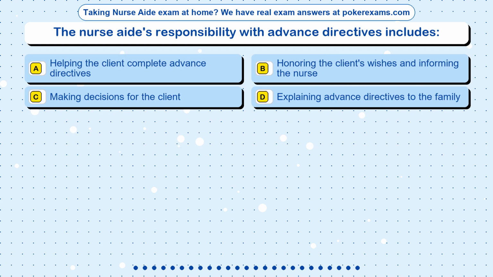Question 14. The nurse aide's responsibility with advanced directives includes Option A. Helping the client complete advanced directives. Option B. Honoring the client's wishes and informing the nurse. Option C. Making decisions for the client. Option D. Explaining advanced directives to the family.